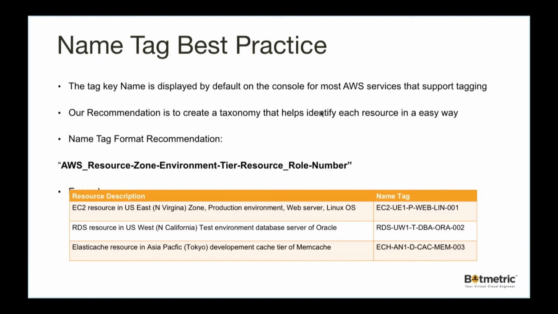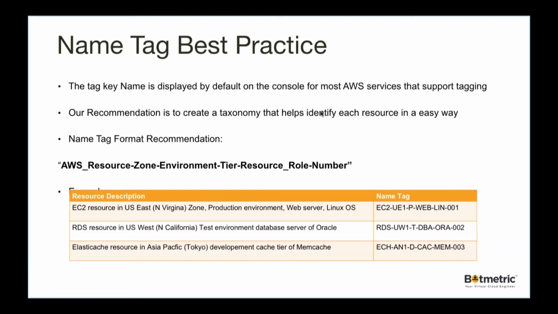Resource role. So how we have defined the resource role is the particular value, let's say in terms of instances, what OS it is. It's a Linux, it's a Windows, what exactly? If it's an elastic cache resource, whether it's a memcache or it's a Redis. And finally the number. Number is just to have a unique number to count, like in this particular category, in this particular stuff, how many servers are provisioned.